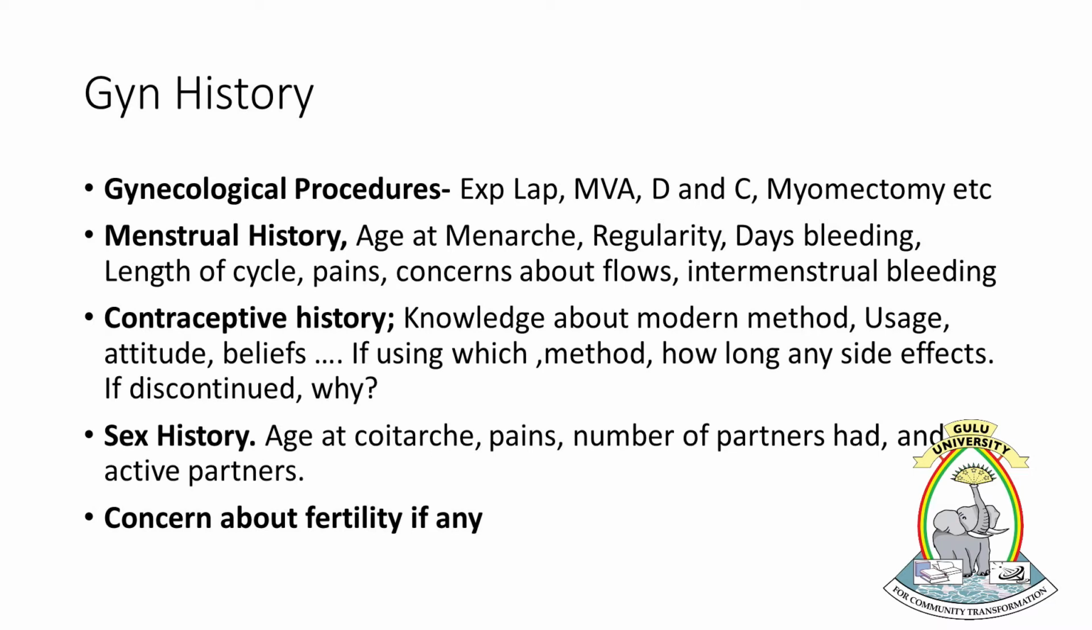Sex history, the age at coitus, and then pains if they have dyspareunia, the number of partners they have ever had, and then the active partners they have at this time. Of course, this history may not be got completely clear because many people find it private.